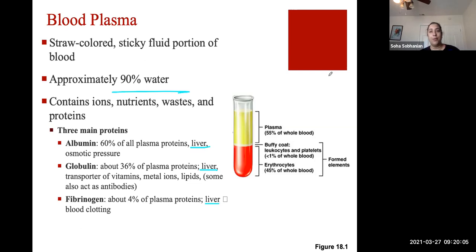Now, the second type of protein we have is globulin. Globulin is about 36%, again, produced by the liver, very common. The only thing I need you guys to know is that they're kind of like the taxi drivers of your blood. They are transporters, they move vitamins, metals, ions, lipids. They basically move things from one place to another where those molecules cannot easily move by themselves. So usually things that are fatty and don't like to interact with water, globulin is going to be responsible for moving those.